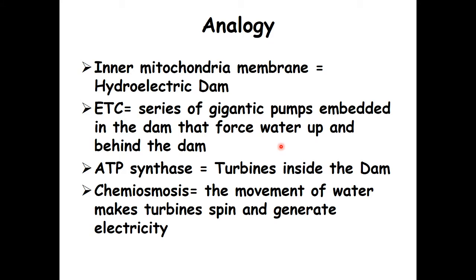When they need electricity, they will let some of the water behind the dam come in through those doors, and those doors have turbines, so it will spin those turbines really fast and make electricity that way. In the same way, if you build up this hydrogen ion concentration behind the inner membrane, when it comes in through this ATP synthase, it will generate energy. So in chemiosmosis, the analogy is the movement of water through the turbine generating electricity. In this case, it is the movement of hydrogen ions through ATP synthase to generate ATP.